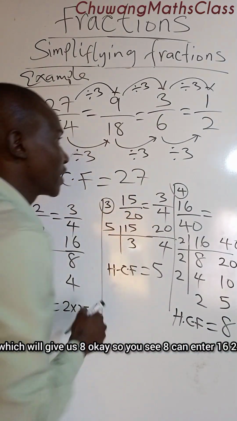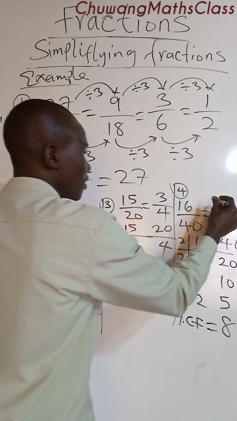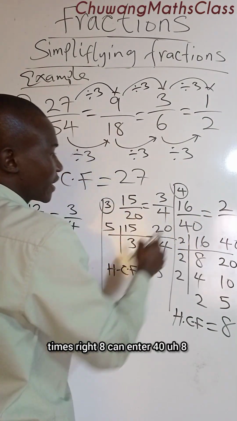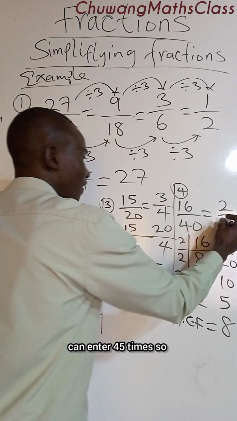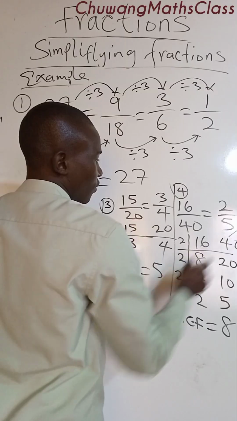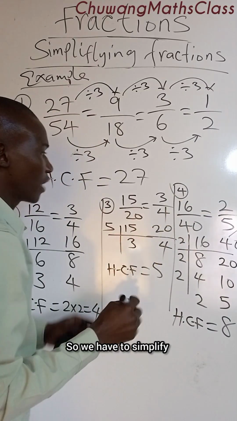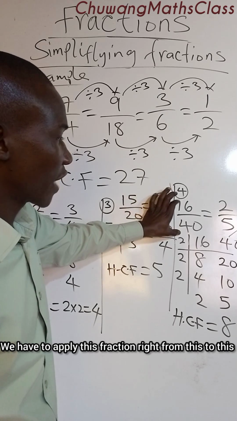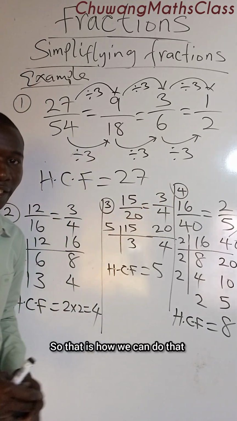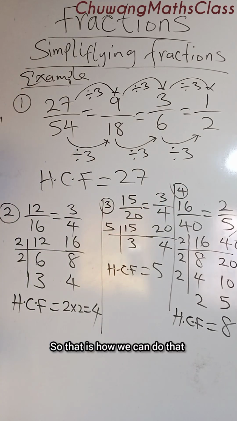Okay, so you see, 8 can enter 16 2 times, right? 8 can enter 40 5 times. So this is an equivalent fraction. So we have simplified this fraction from this to this. So that is how we can do that.